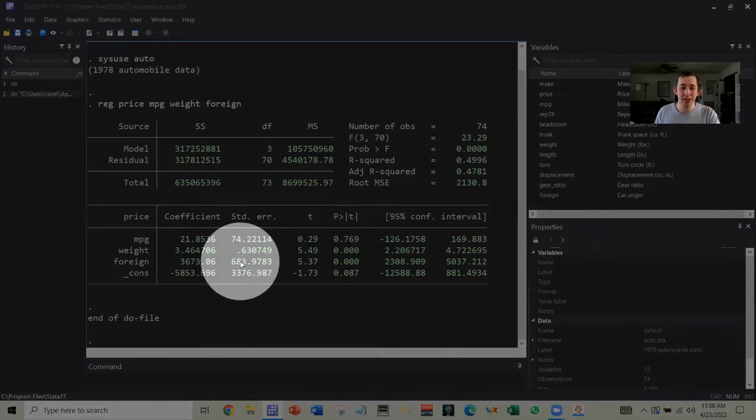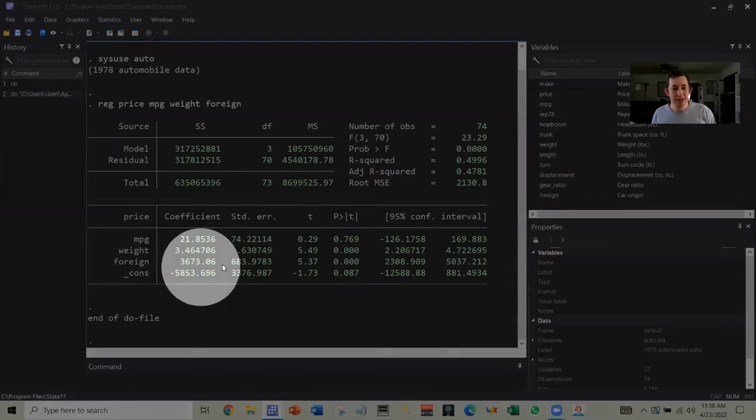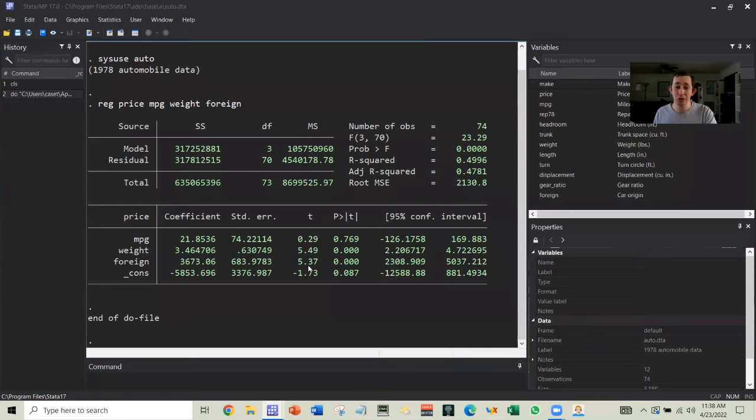Now, if we go over, we see the standard error in this coefficient. If we take this coefficient and we divide it by the standard error, we're going to get the t-value. We're going to compare that t-value to about 2. If it's bigger than 2, that's going to tell us that our coefficient is statistically significant.